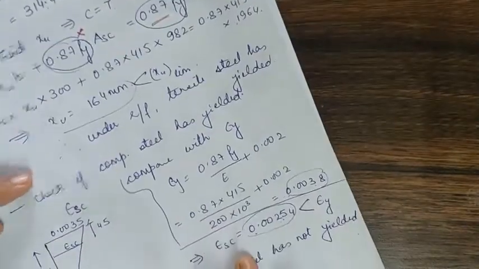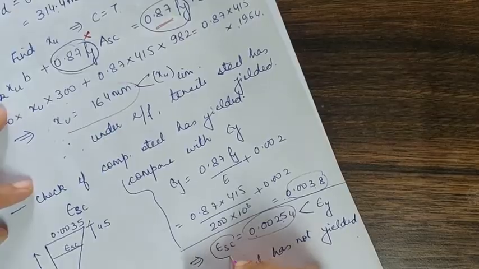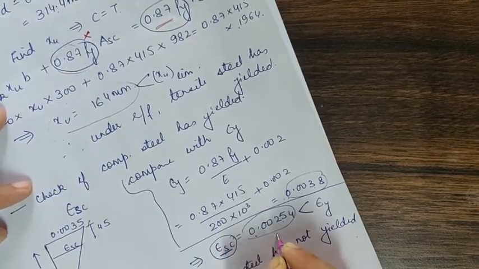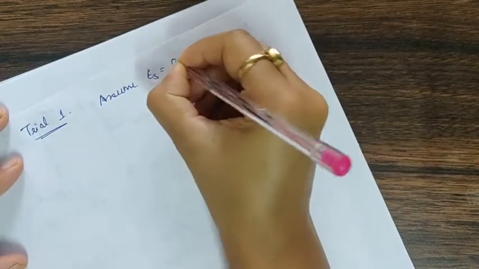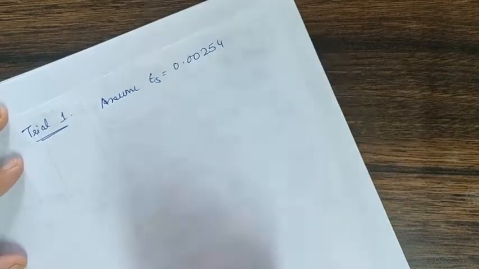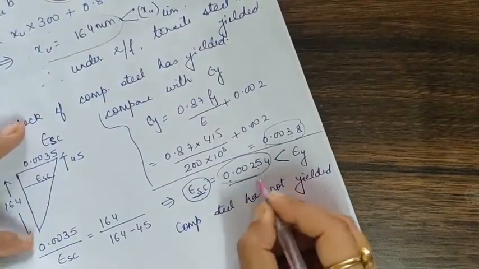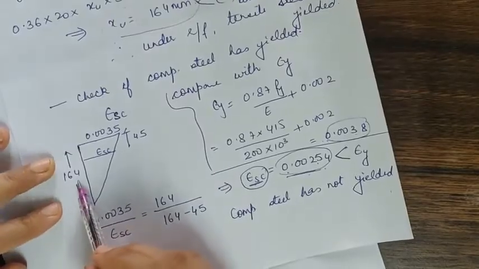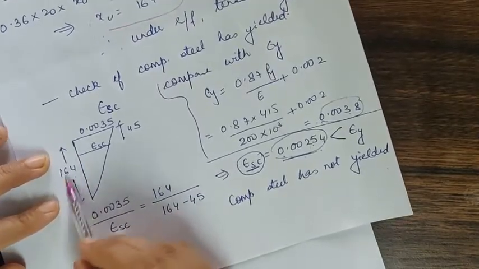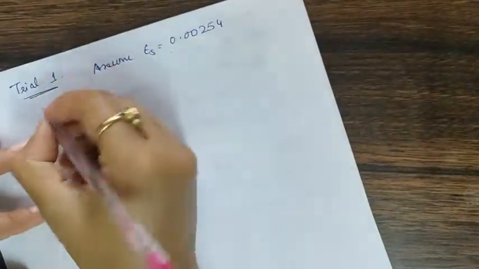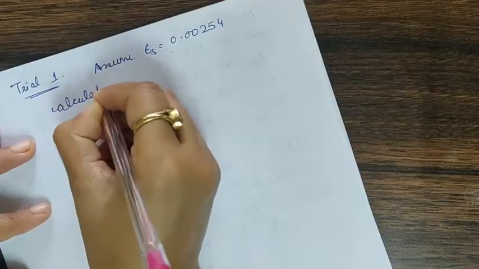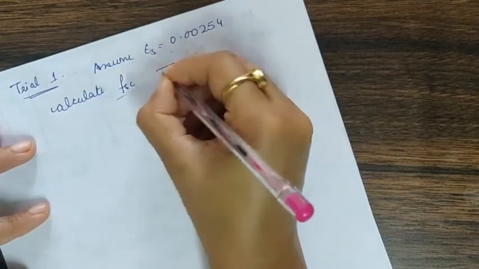Trial 1. If this value is not correct, I'll start with the value of epsilon SC as the trial. So in the first trial, I'll assume epsilon SC to be 0.00254. That is the value that I got by taking XU to be 164. I know the system is going to converge near this only. And then from this you calculate FSC.